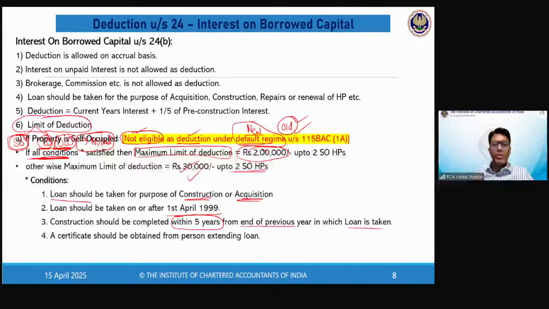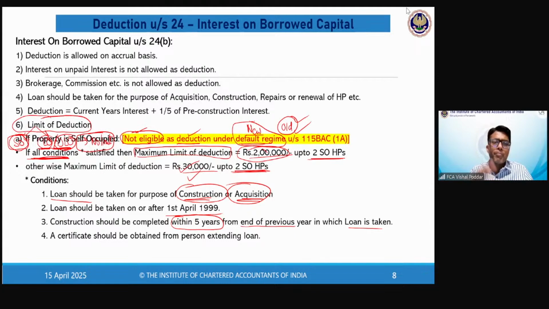But what is important, this limit of 2 lakhs or 30,000 applies for any two self-occupied properties. So if you have one, still the limit is that amount only. If you have two, then for both properties combined also, the limit will be 2 lakhs or 30,000. Now, this limit of 2 lakhs will apply when you have taken loan for construction or purchase, not for repair or renewal or renovation. If loan is taken for renovation, then the limit will be 30,000. If the loan is taken for repairs, limit will be 30,000.